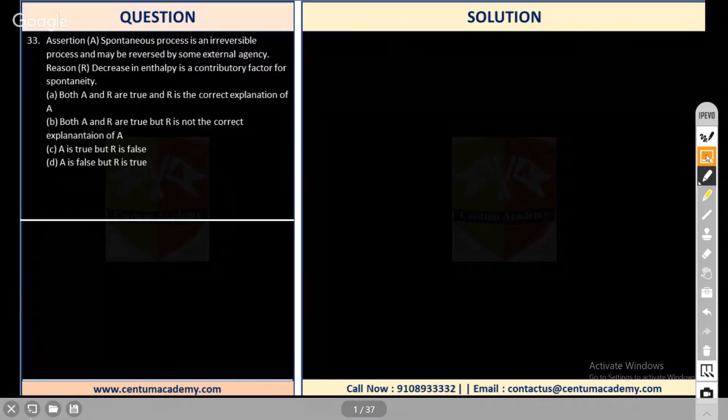Take an example of a spontaneous process and then try to find out the answer of this question. Hello, Ramcharan. Take an example of a spontaneous process, then you'll probably be able to solve this question. First try to understand with an example what happens in a spontaneous process. Ramcharan is getting option A.